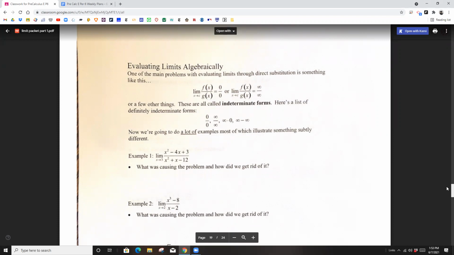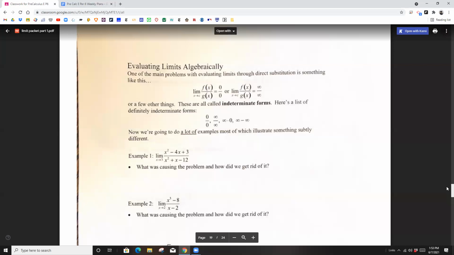But one of the main issues that we run into are discontinuities. As it reads on the top, one of the main problems with evaluating limits through direct substitution is something like this. Let's say you try to evaluate the limit of f of x as x approaches c, and you plug c in and you get something weird like 0 over 0 or infinity over infinity. Those are called indeterminate. They're a little different from undefined. They're similar in that it's not a real number, but other than that, they're different.